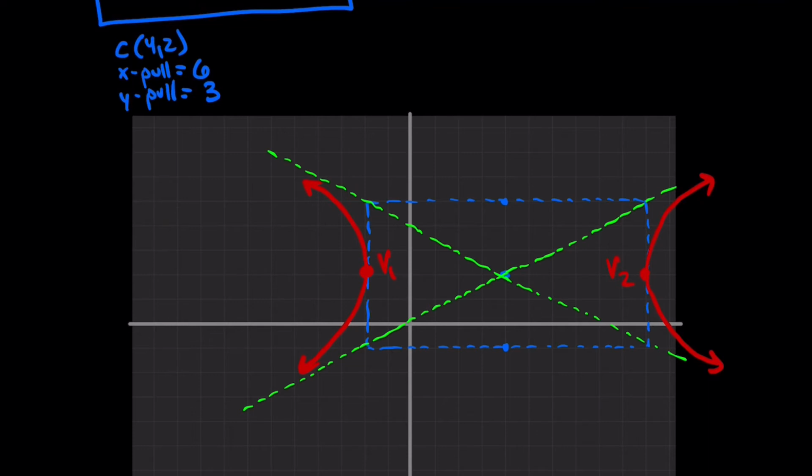Okay, so I've identified the coordinates of the center. That's one of the key points I need to identify. I also need to get the coordinates of the vertices. Those are easy to get, nice integer values. You can use your grid. V1 looks like it's negative 2, 2.